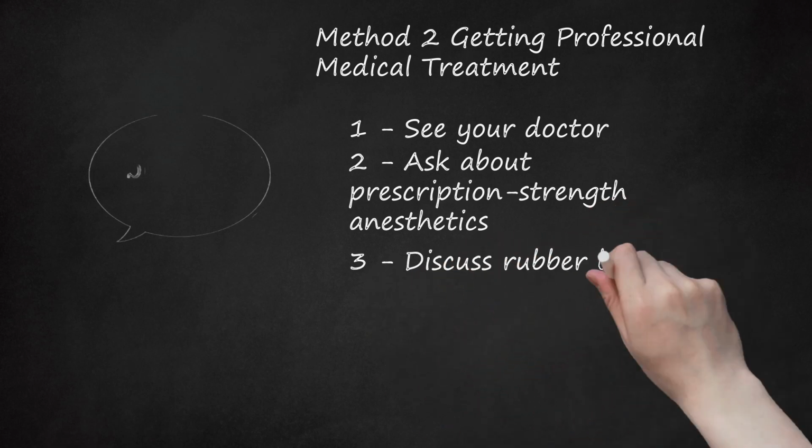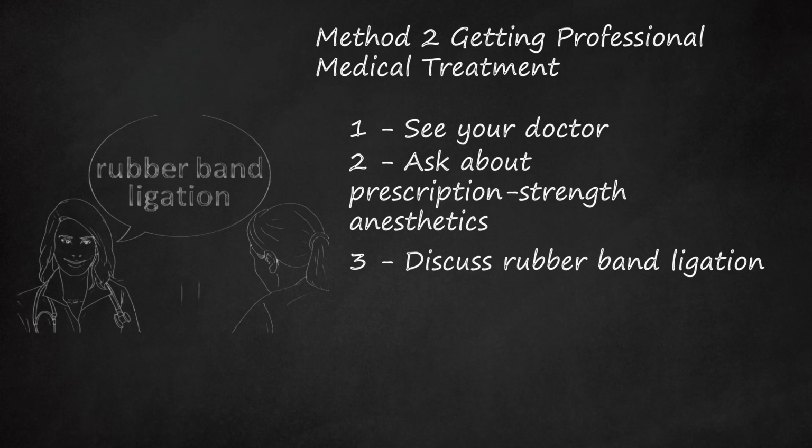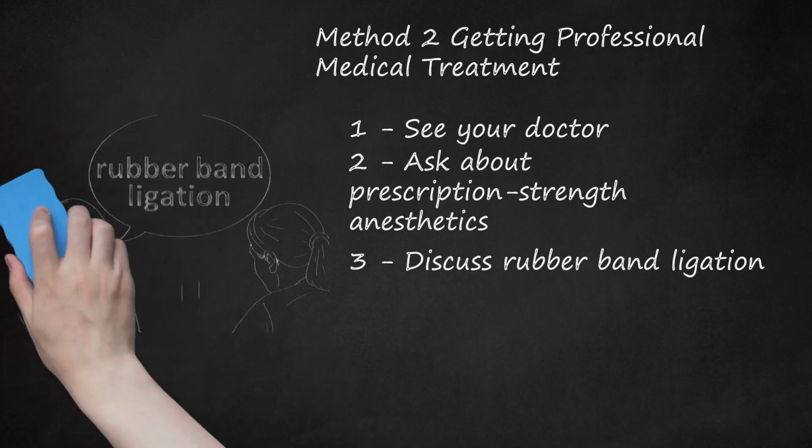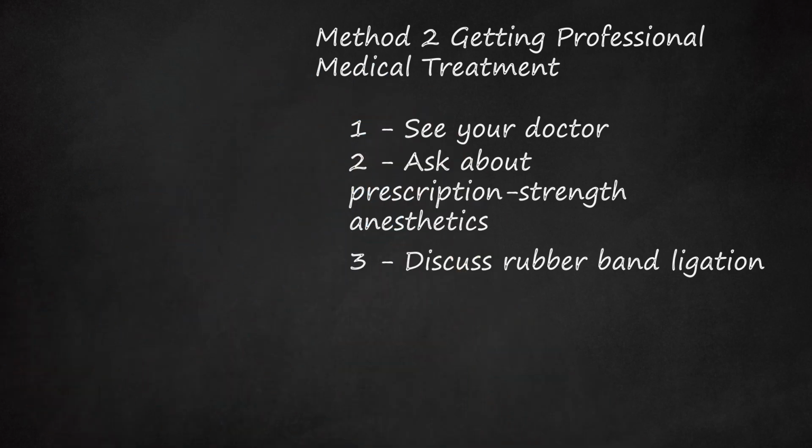3. Discuss rubber band ligation. This is the most common procedure used to treat hemorrhoids. A small elastic band is placed around the base of an internal hemorrhoid, which cuts off the circulation to the hemorrhoid. With no circulation, the hemorrhoid will shrink and wither away in a week.